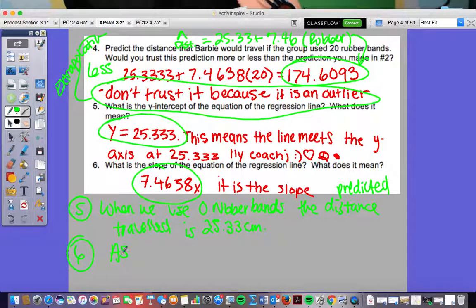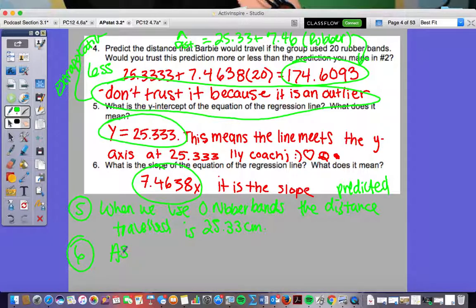Someone have it? Go ahead. For every 1 rubber band, the distance of Barbie increases by 7.463. Perfect. Did y'all hear that? Say that one more time. For every 1 rubber band, the distance of Barbie increases by 7.463.